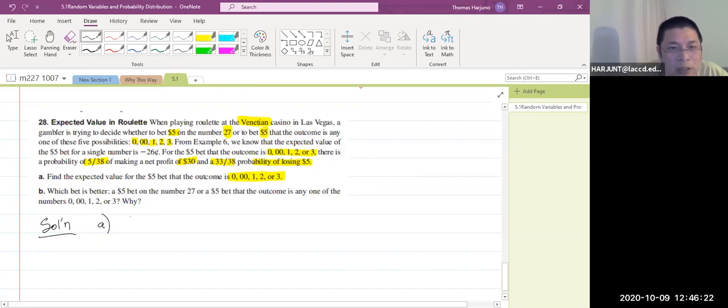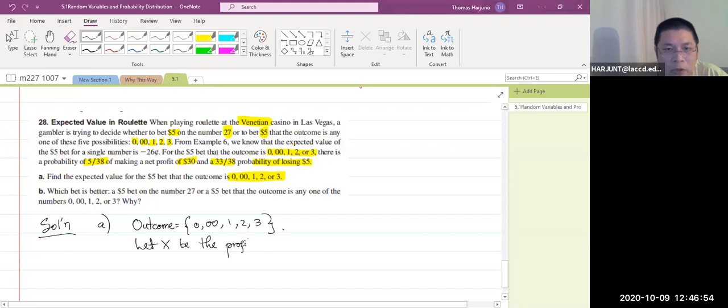Even though the outcomes are 0, 0, 0, 1, 2, 3, that's not the random variable. The random variable will be the profit, right? Let X be the profit, how much money you make.